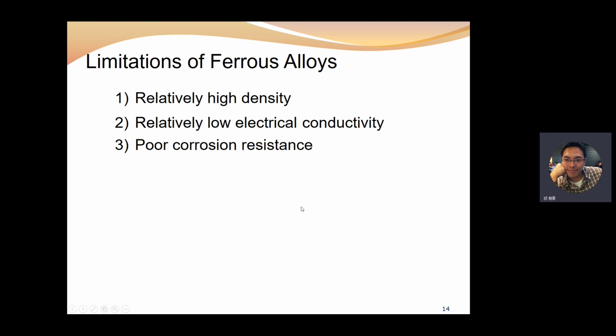So the limitations of ferrous alloys are relatively high density, that means the weight is high, and relatively low electrical conductivity, and poor corrosion resistance.